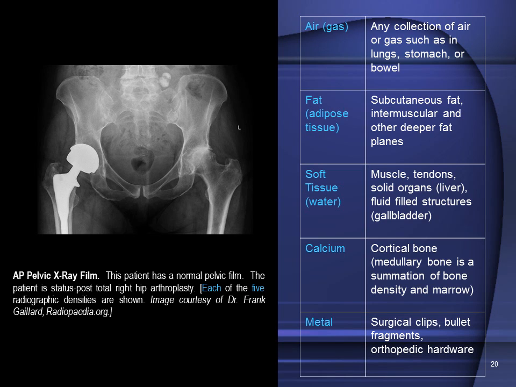In this case, the patient has received a right total hip arthroplasty. We have the acetabular component, the femoral head component, neck, and the medullary shaft component. So here we have each of the 5 radiographic densities shown.